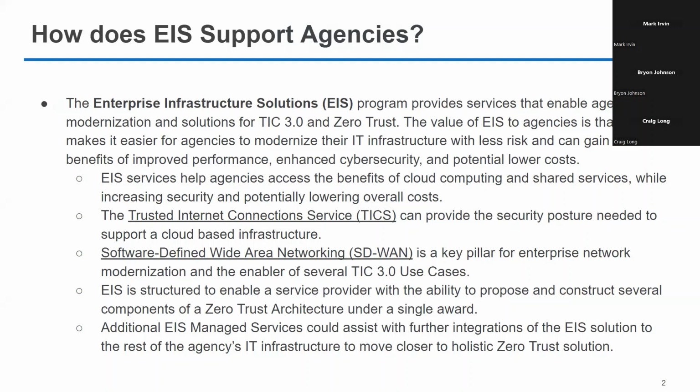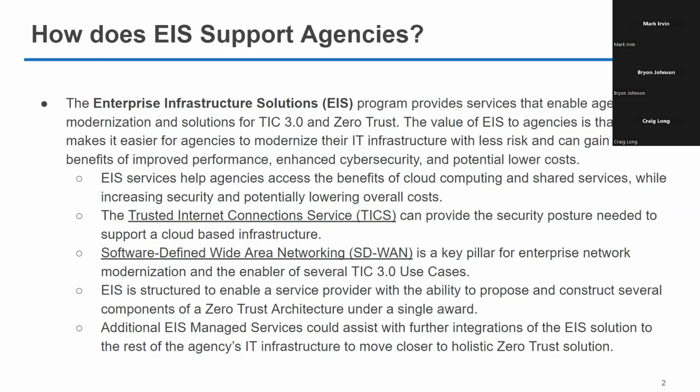So now I'm just going to take a brief moment to present to you how the Enterprise Infrastructure Solutions, EIS contract, can help provide you services that help agencies move forward with modernizing their infrastructure and allowing industry to create solutions for the TIC 3.0 requirements. As a part of that process, we here at GSA also provide assistance and guidance on these requirements and how they can be incorporated into solicitation.